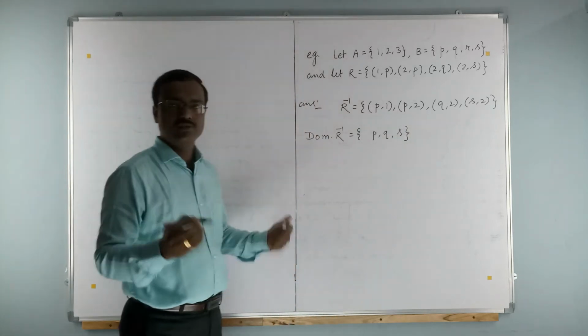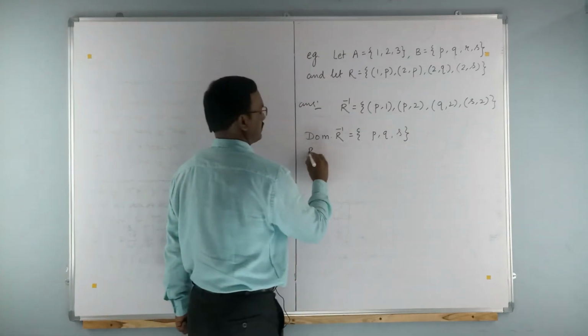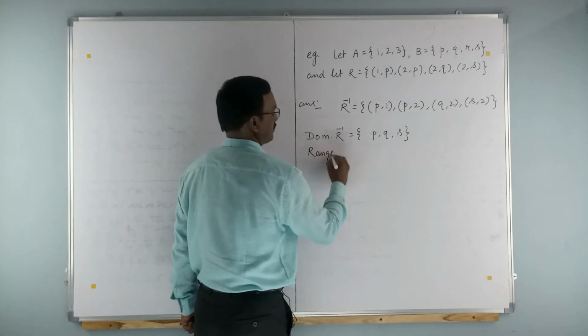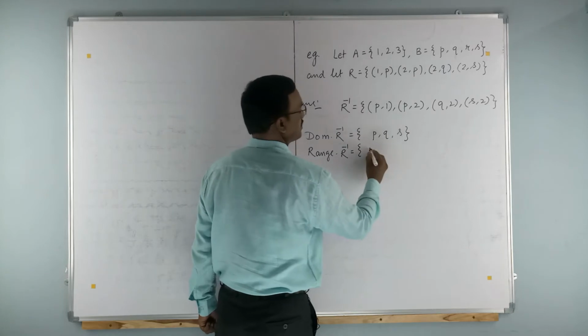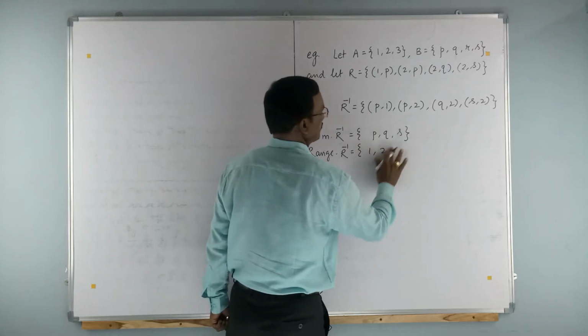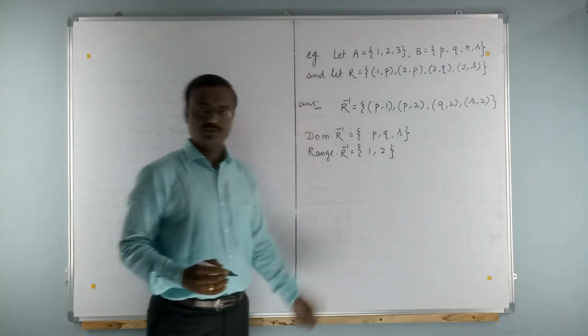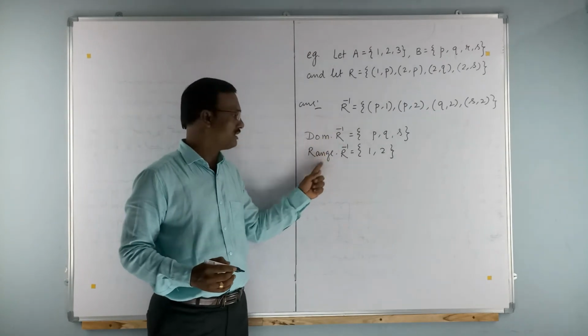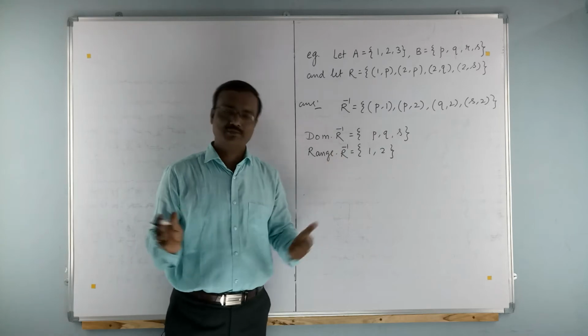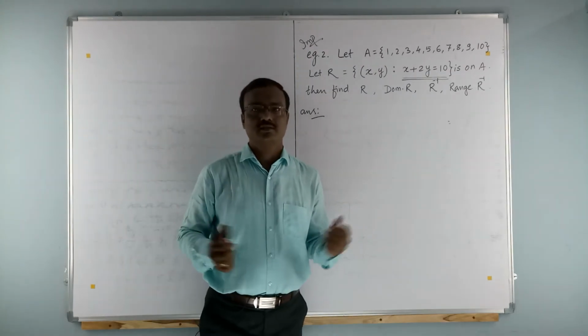And what will be the range of R inverse? Range of R inverse will be the set of all second components: 1, 2, that's all. So this is about the domain of the inverse relation R and the range of the inverse relation R. Very simple. Now see the second example.